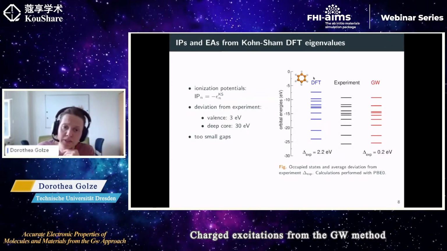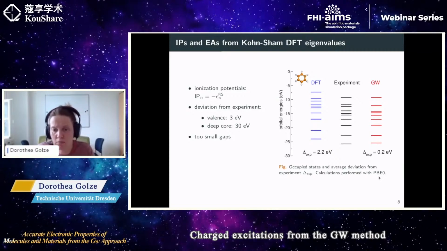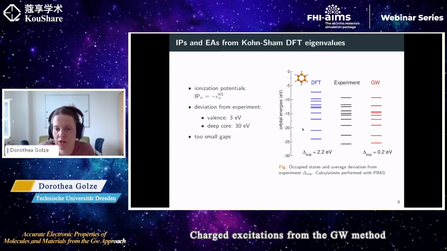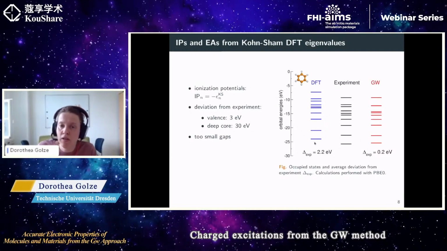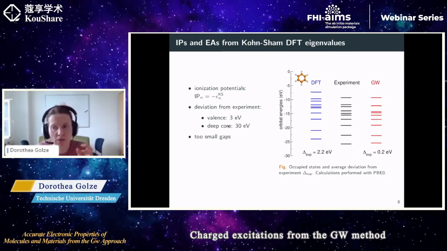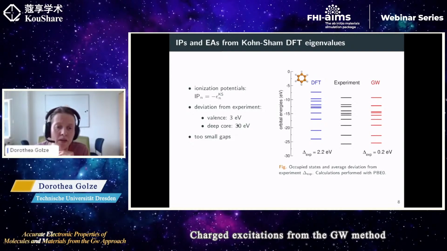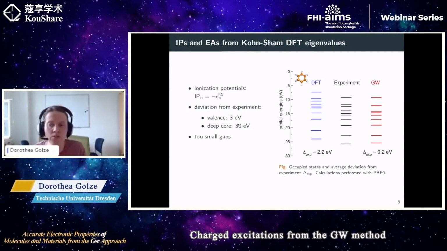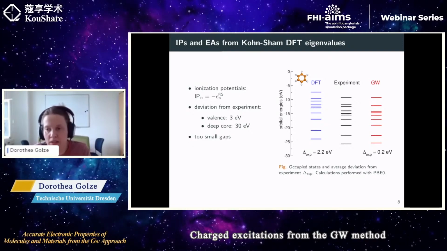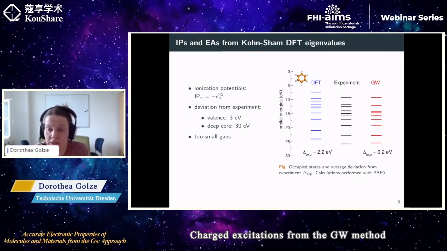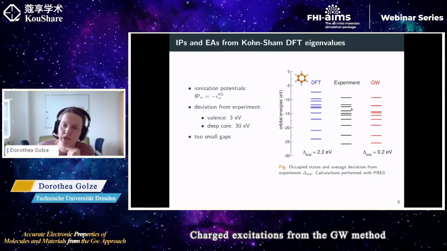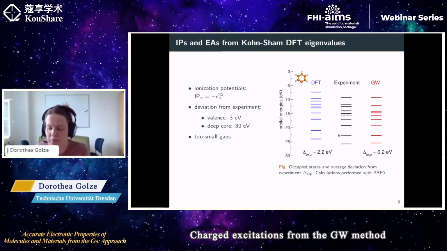I have here an example for the benzene molecule computed with the PBE0 functional, already a hybrid. You see that the difference on average for these first valence states is 2.2 eV. It's already quite high; it's usually around 2 to 3 eV. It gets larger in absolute values if you go to deeper states. For deep core states, it's already around 30 eV for second-row elements. We get too small gaps, and already here an indication that with GW we get much closer to experiment.